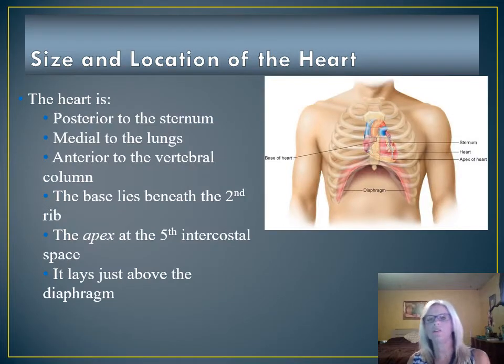Alright, so the heart is, of course, posterior to the sternum. It is medial to the lungs, anterior to the vertebral column. The base of the heart lies beneath the second rib, and the apex of the heart lies at the 5th intercostal space. So while we think of the base being the bottom, that is going to be the base near the second rib. So it is going to be up here. Well, let's see.